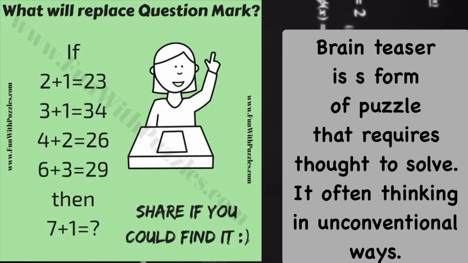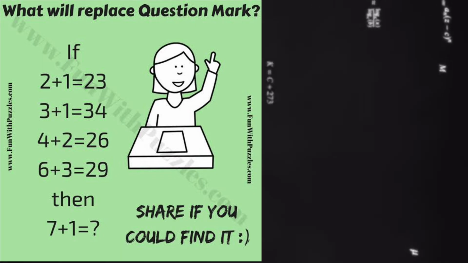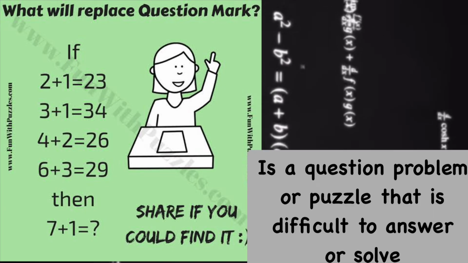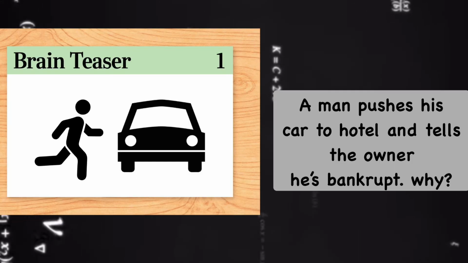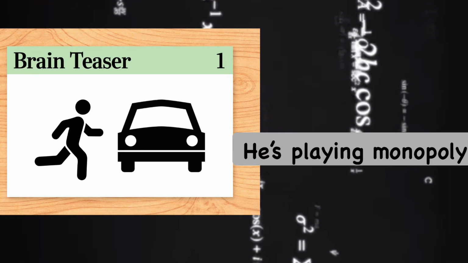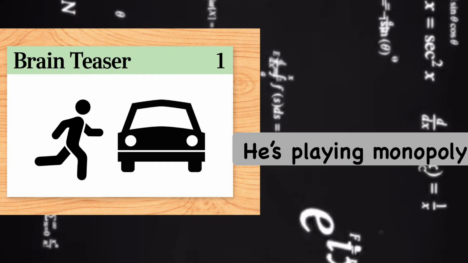A brain teaser is a form of puzzle that requires thinking to solve. It often requires thinking in unconventional ways with given constraints in mind. Sometimes it also involves lateral thinking. Logic puzzles and riddles are a specific type of brain teasers. A brain teaser is a question, problem, or puzzle that is difficult to answer or solve. Example, this. The answer is he's playing Monopoly.